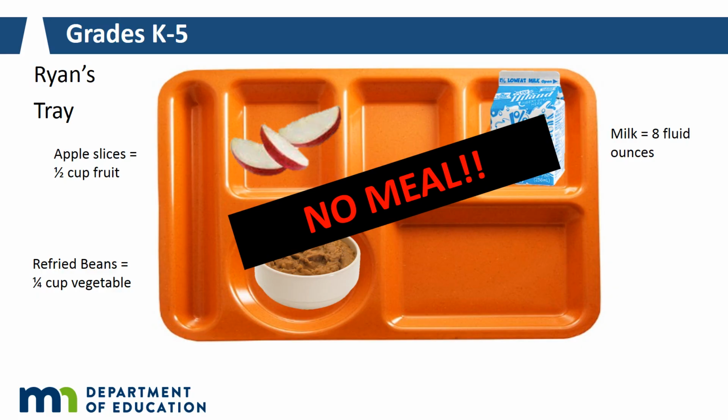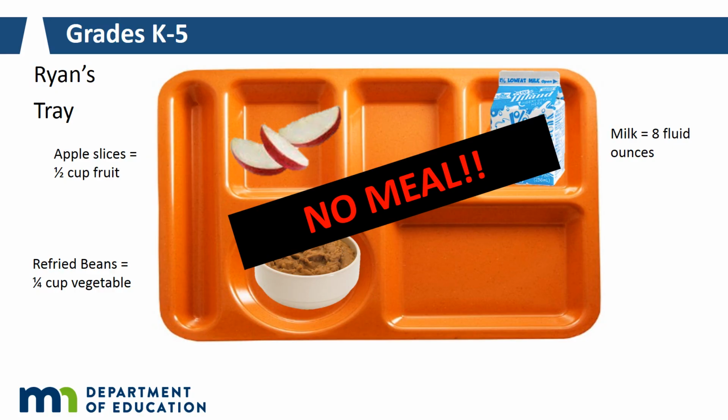He only selected a 1/4 cup of vegetable, but if he had selected a 1/2 cup of the refried beans, then the beans could count as the required 1/2 cup of fruit or vegetable, the 1/2 cup of apple slices would count as a full fruit component, and the milk would count as the 3rd full component.